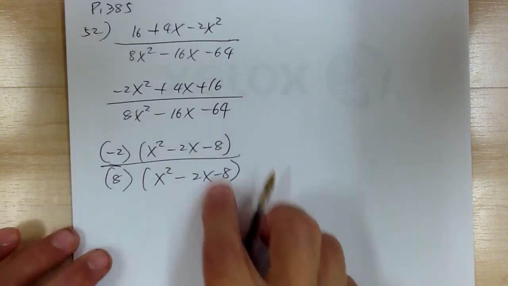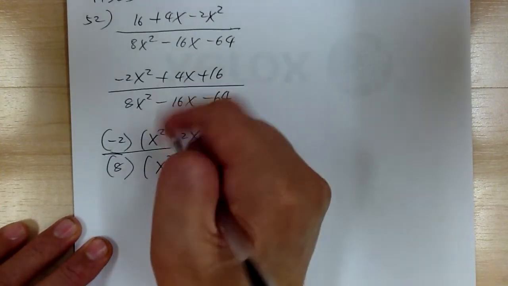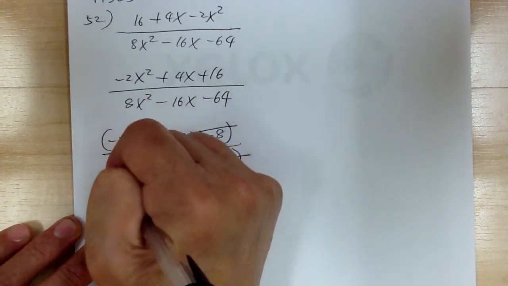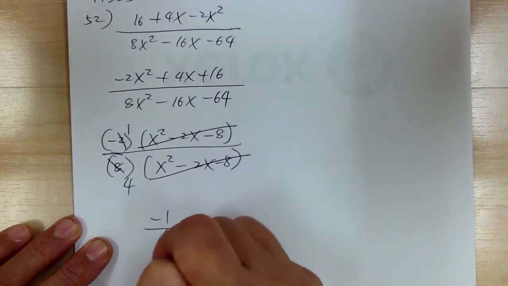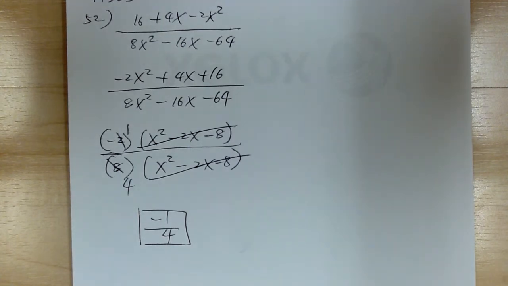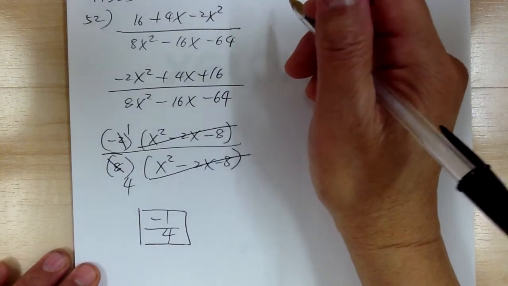And once you get over here, notice they are the same already. So you don't have to go to step 4 to do master product. So once you get over here, you can go and cancel things out already. Okay, and 2 and 8, you can cancel into 1 and 4. So your answer is negative 1 over 4. Okay, let's go to number 54.